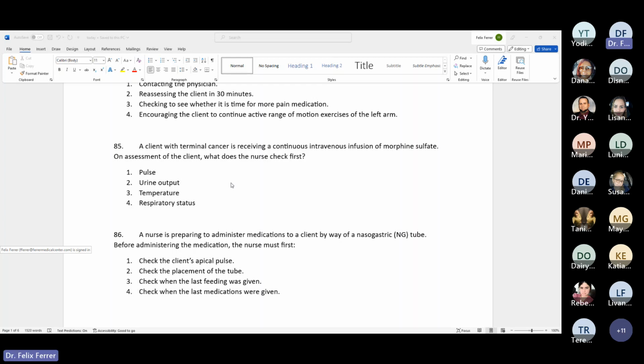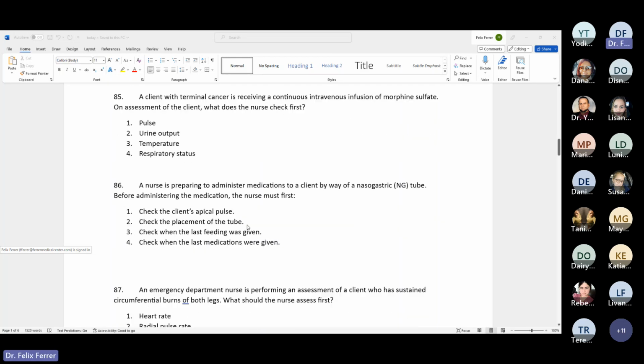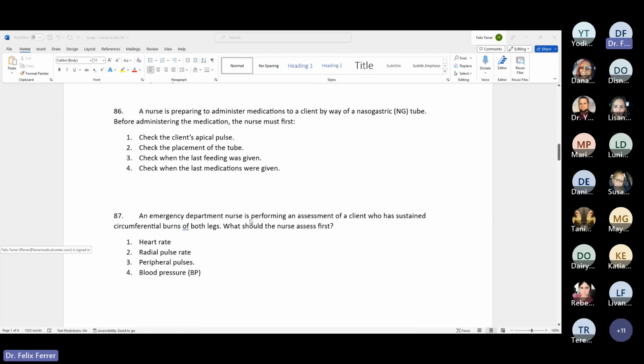We're going to discuss the question, and go over some subjects that I know are on your test. A nurse is preparing to administer medications to a client by way of nasogastric tube. Before administering the medication, the nurse must first check the placement of the tube. Really good. Now, how do you check the placement of the tube?